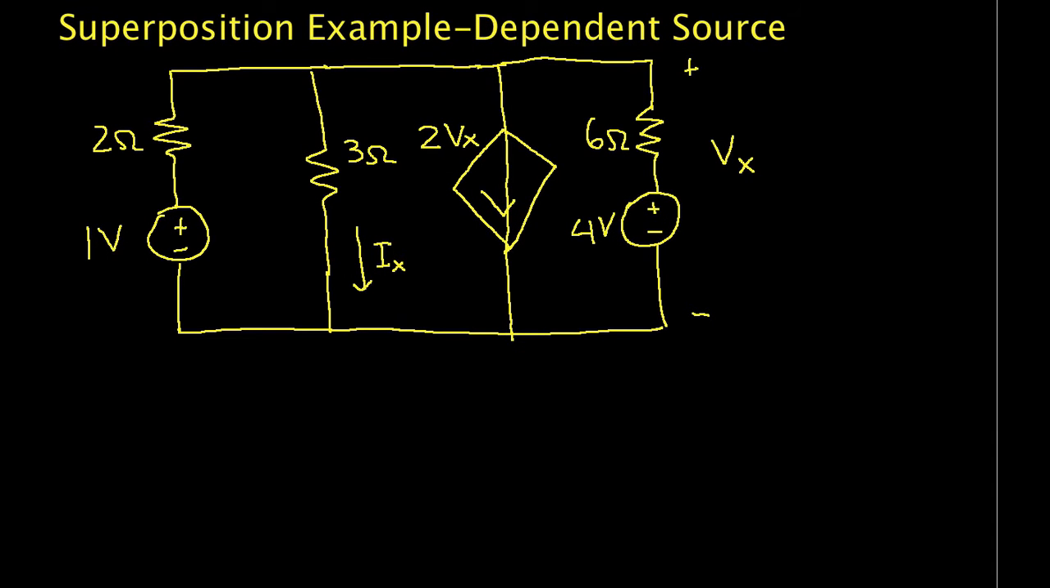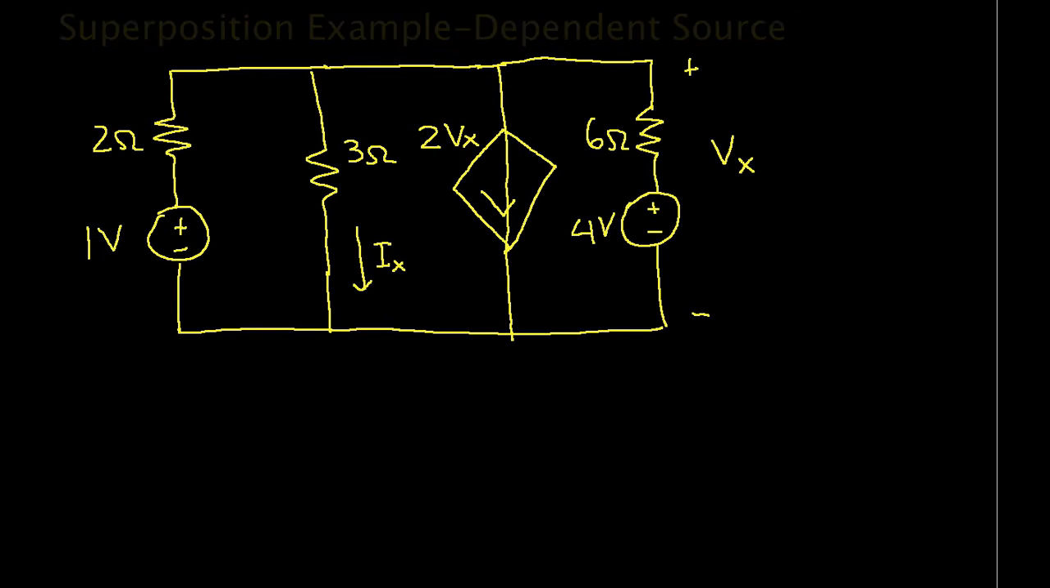Welcome to this example of using superposition to find voltages and currents in a circuit with a dependent source. The goal of our exercise here is to find Ix and Vx in the circuit below. When we're applying superposition, the thing hopefully that you remember is that we will find the output Vx and Ix due to each of the independent sources by setting the other independent source to 0.